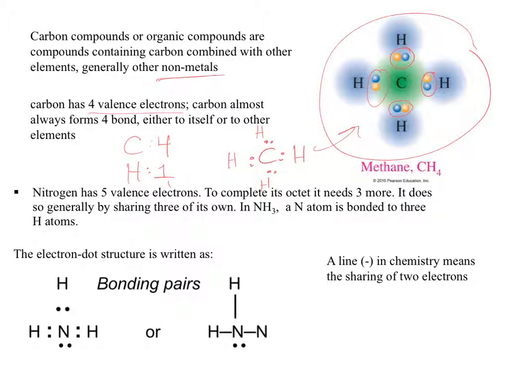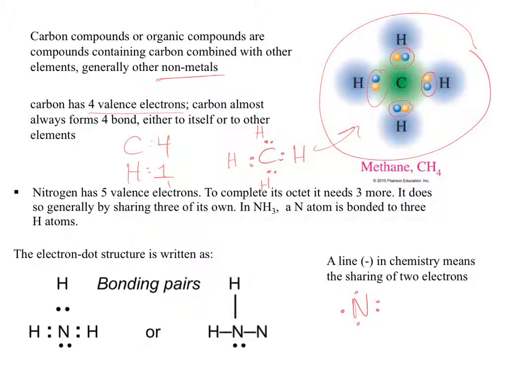Nitrogen actually has 5 valence electrons. Remember, it's in the column 5A. So to complete its octet, it needs to find 3 more. 5 plus 3 is 8. It does this by sharing 3 of its own. So for instance, in NH3, you've got nitrogen going to 3 hydrogens. Again, each nitrogen comes to the table with 5.